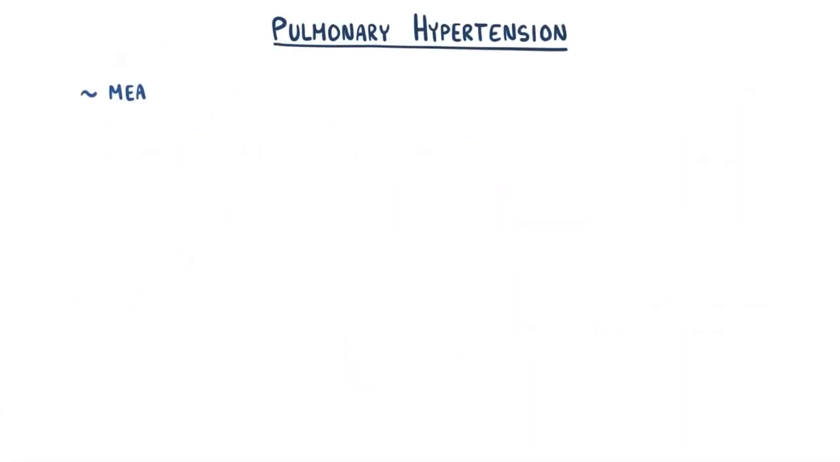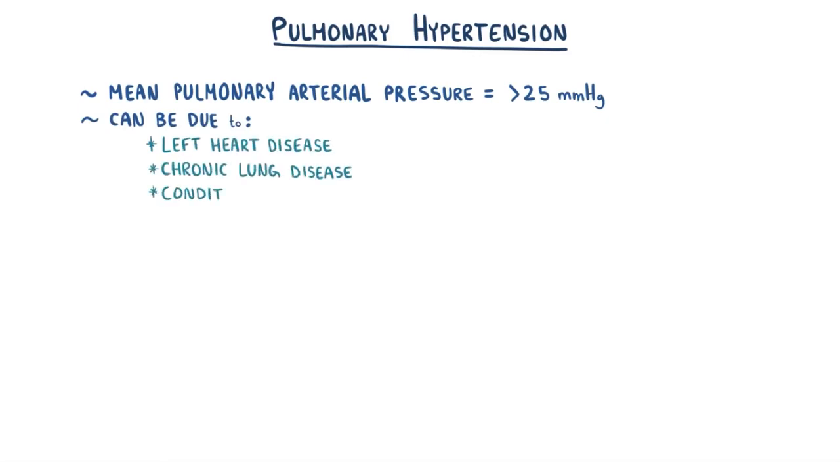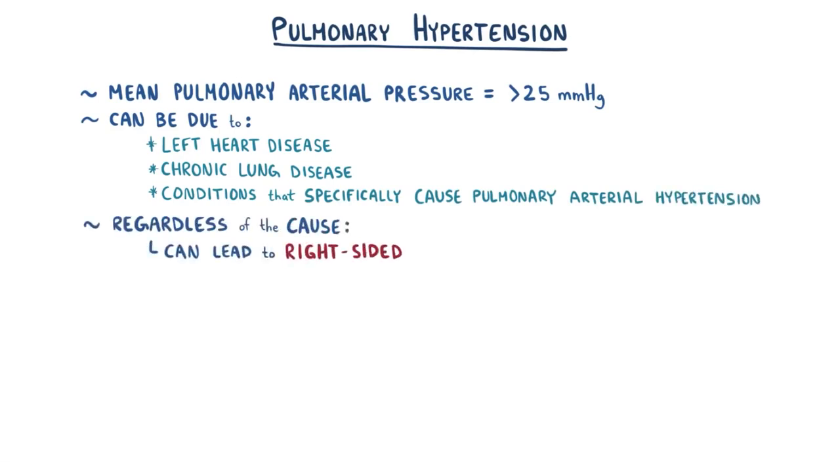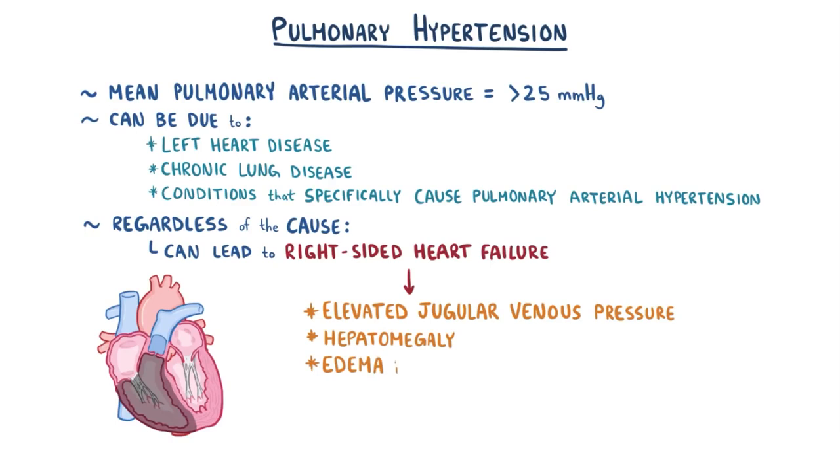All right, as a quick recap, in pulmonary hypertension, the mean pulmonary arterial pressure is greater than 25 millimeters of mercury. This can be due to left heart disease, chronic lung disease, or conditions that specifically cause pulmonary arterial hypertension. Regardless of the cause, it can lead to right-sided heart failure, which causes physical findings like elevated jugular venous pressure, hepatomegaly, and edema in the legs.